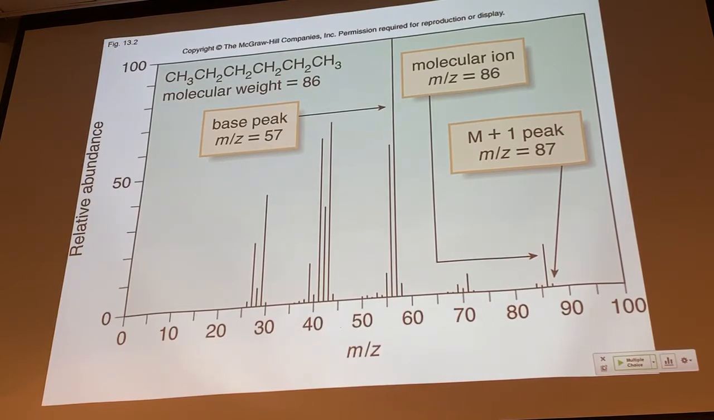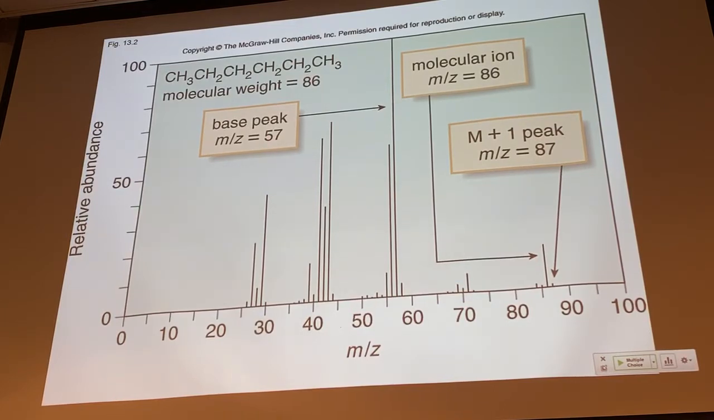In this case, our molecular ion is right here. The way you identify the molecular ion is you'll find a cluster of peaks to the right end of your spectrum, and the tallest peak in that cluster is going to be your molecular ion. Okay, so this particular compound has a mass to charge ratio of 86. It actually corresponds to hexane. The base peak is 57.